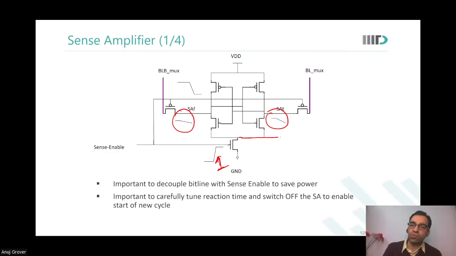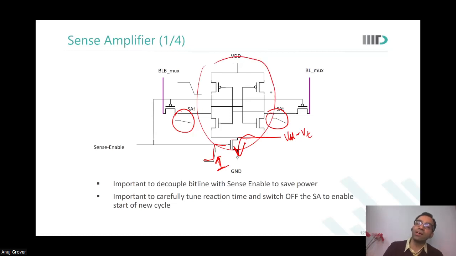Till now, this voltage could be VDD minus VT. As soon as this goes to 1, so this latch was not operational. This latch was only operating between VDD and VDD minus VT. As soon as this goes to 1, this becomes a full latch. All the charge over here will get discharged. And this sense amplifier will be able to read a correct 0 or 1 on the SAF and SAT nodes.